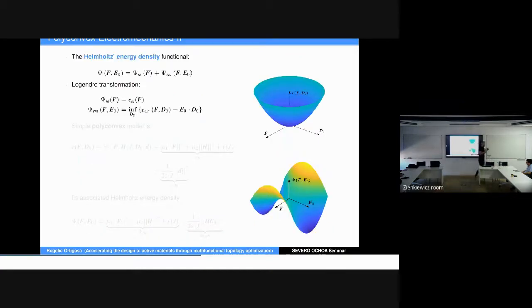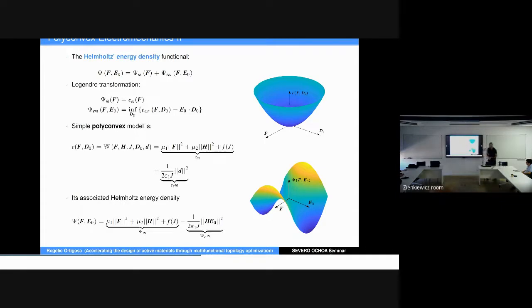Okay. Some researchers, however, prefer to work with the Helmholtz energy. And that Helmholtz energy is a dual energy to the internal energy that I presented before. And that can be obtained through a Legendre transformation with respect to E. Okay? For instance, in the case of this very simple model, I have a Mooney-Rivlin material, and then this one is a typical case that you would see that we denote like ideal dielectric elastomer. This is a very, very simple model, all right? This model is convex in F, H, and J, and this is convex in J and D.